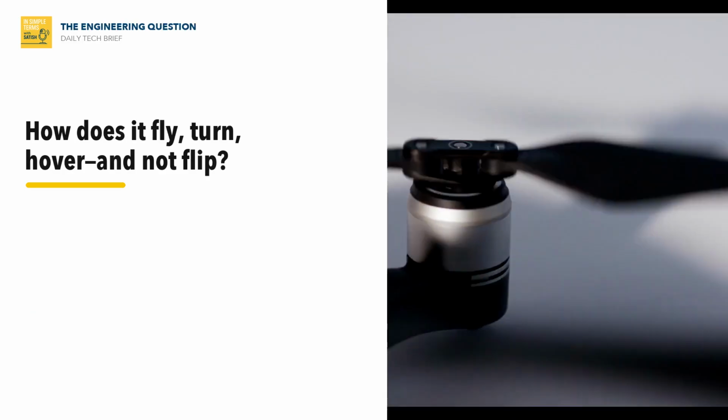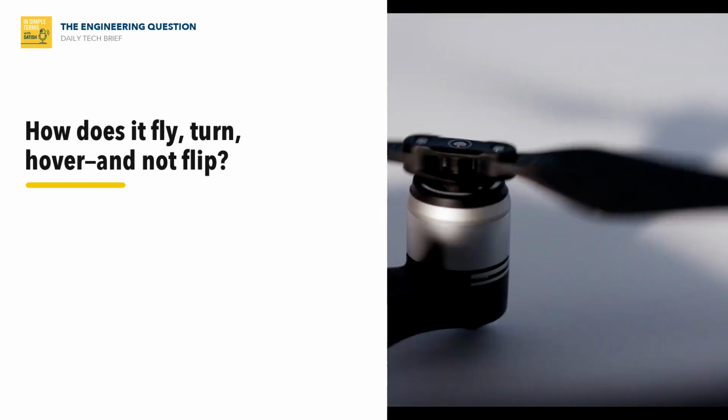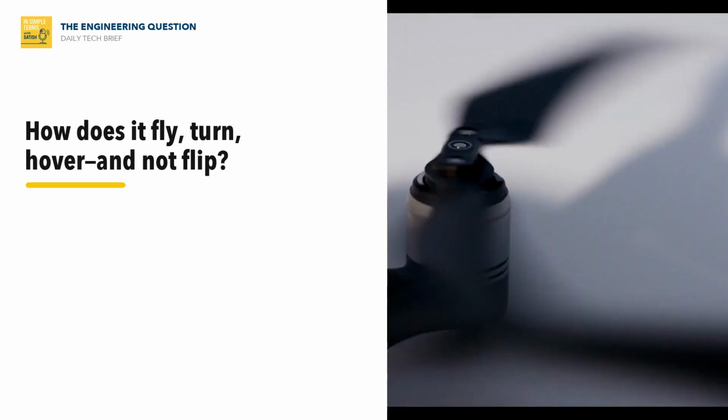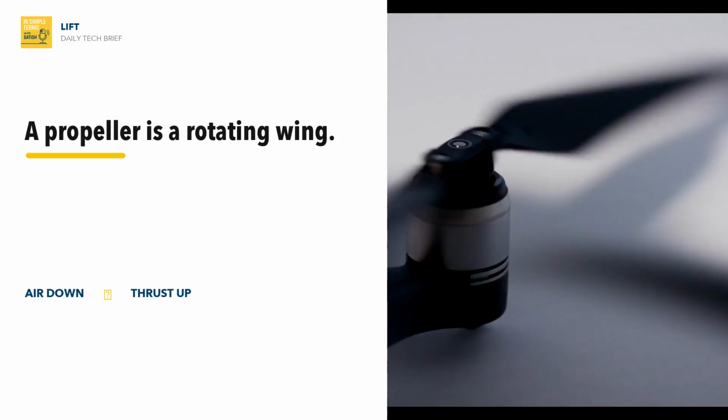This week, the FAA said more than 700 unauthorized drones were seized during FIFA World Cup 2026 security operations. That safety story gives us a useful engineering question. How does a small machine with 4 spinning propellers actually fly, turn, hover, and not immediately flip over?